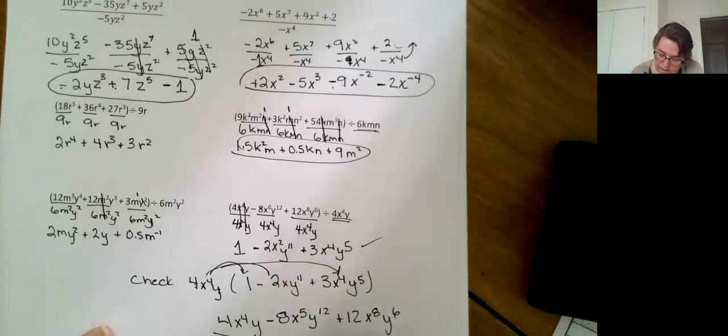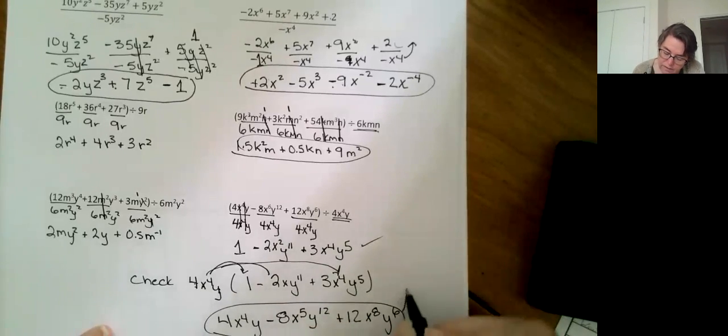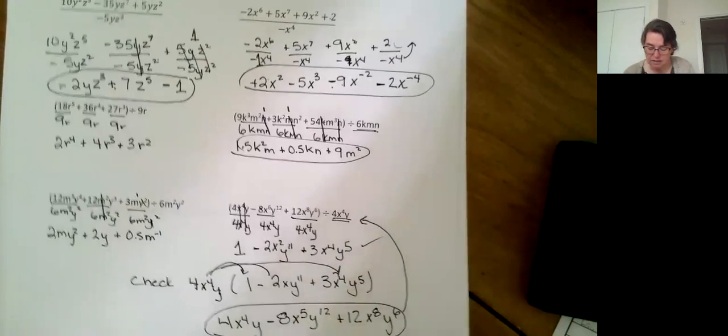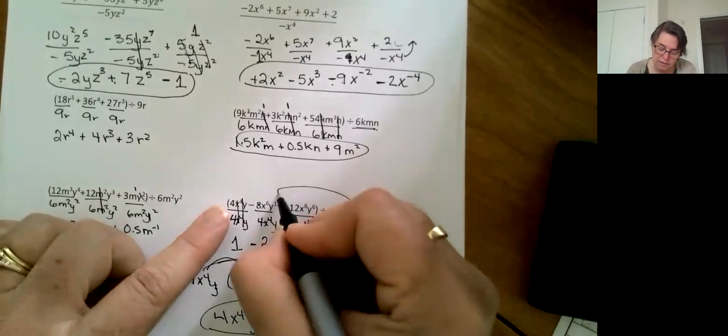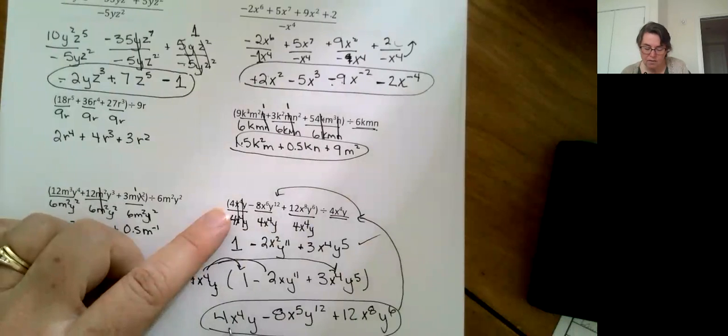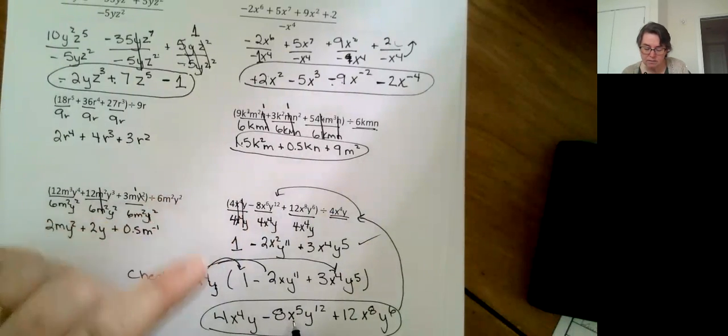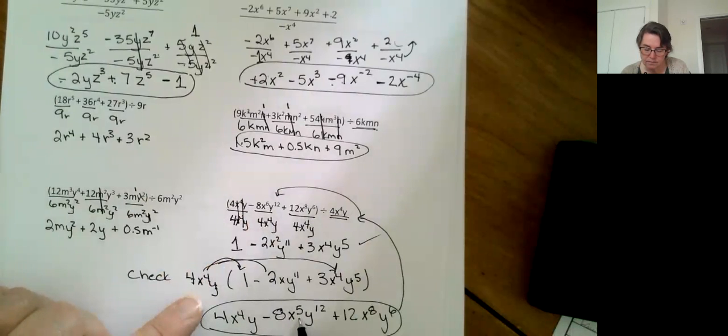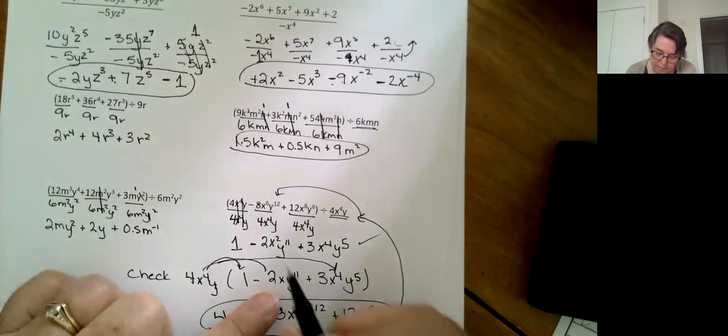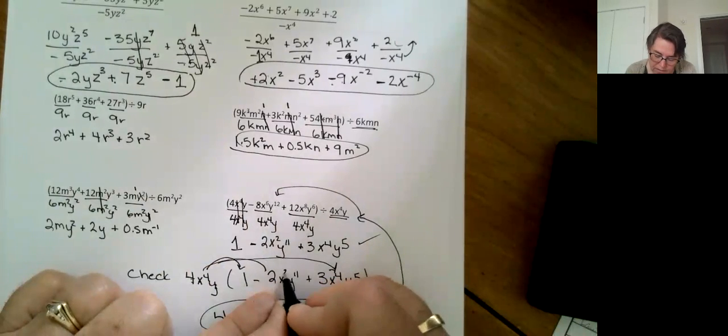Now this, hopefully, is going to match. Oopsies. So this, 4x to the 4th y minus, uh-oh. Now, how did I go 4 times 2? Oh, my answer is right. I just missed a 2 there.